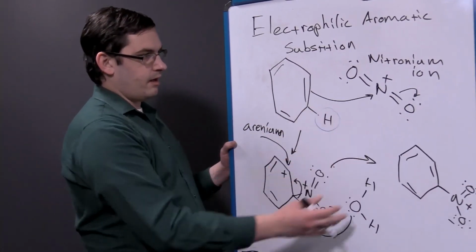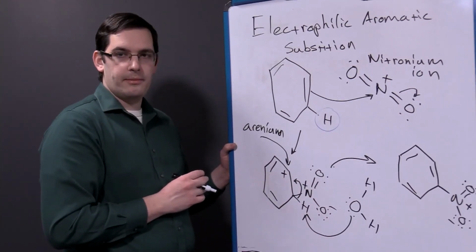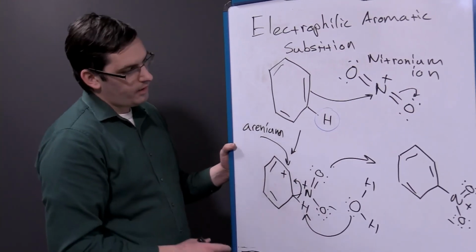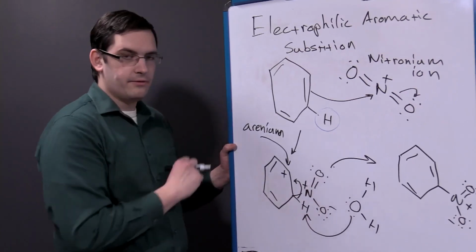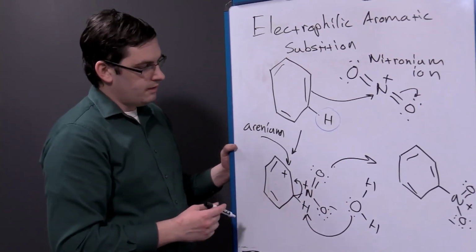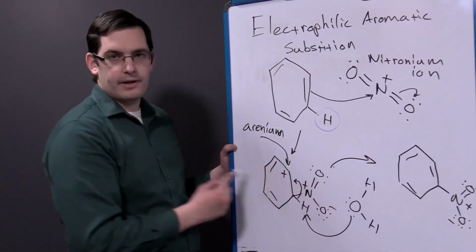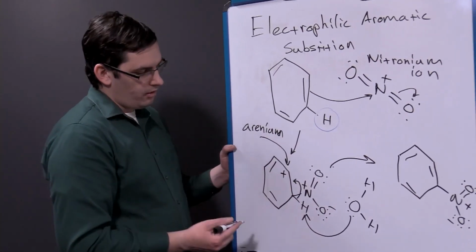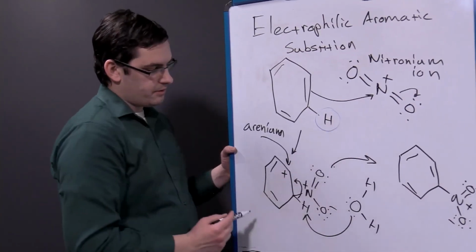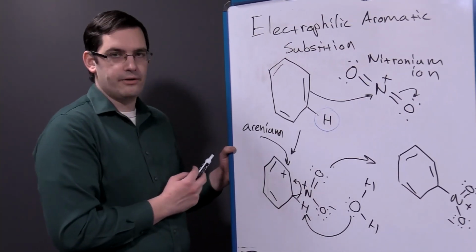Again, this is our first example of an electrophilic aromatic substitution reaction. We'll see several other examples of electrophilic aromatic substitutions in our upcoming lectures. They'll all follow a very similar reaction mechanism, although the exact group that we're substituting on for our original hydrogen will vary.